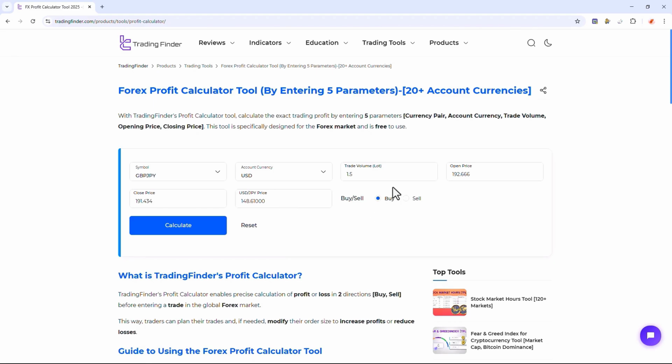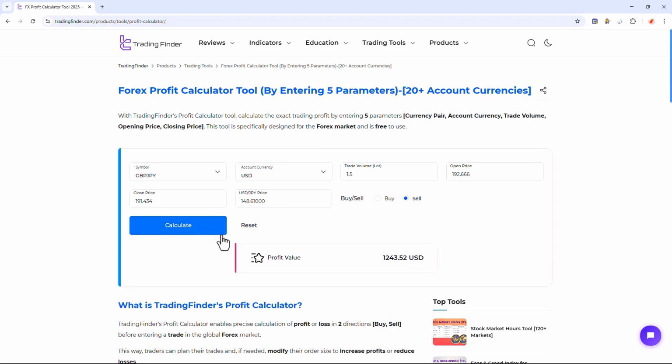And in the last section, you can determine the type of position here, where I select the sell position and then click on the calculate option, and finally, it determines my profit or loss in this section. If I choose the buy mode, we can see that it displays my loss amount in this section.